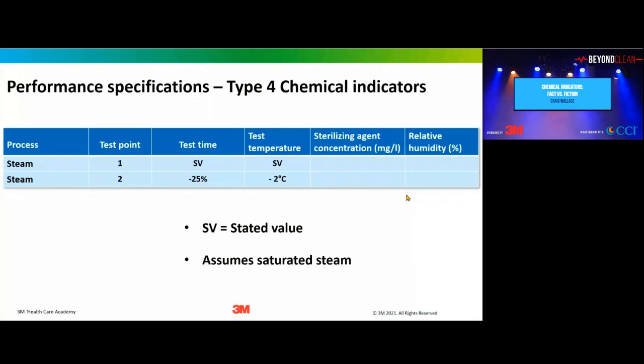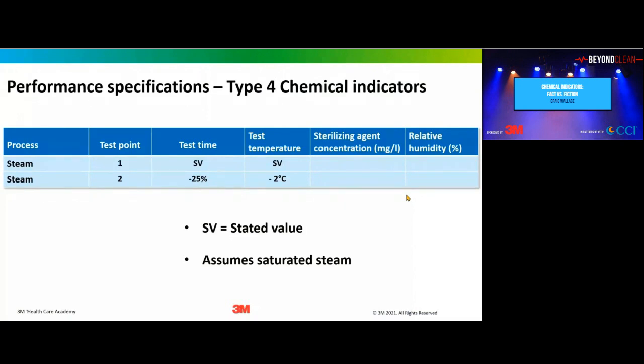Now, if you look at test point two, this is going to be the fail cycle. So it's going to make adjustments to the settings on the resistometer to basically reduce some of these critical variables, reduce those values, with the idea of getting a fail result. So if you look at it, for a steam type 4, you'd run the first test at the stated value.